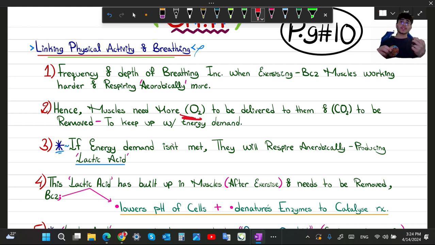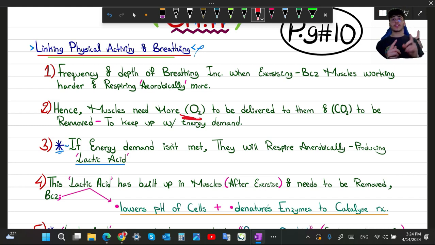be removed. Since your muscles are respiring aerobically more because your breathing rate is increasing and you're working more, your muscles will start to demand more oxygen. I need more oxygen. And they're going to say that we need to expel carbon dioxide because we need oxygen. They'll keep demanding this, and to get this oxygen, they need energy. So the overall demand is going to be an energy demand. Energy demand for more oxygen and expelling of carbon dioxide.